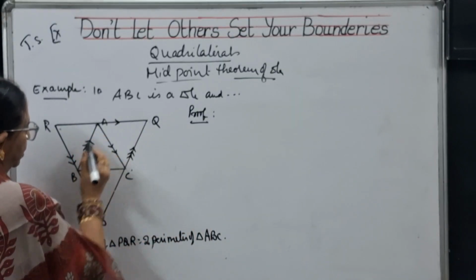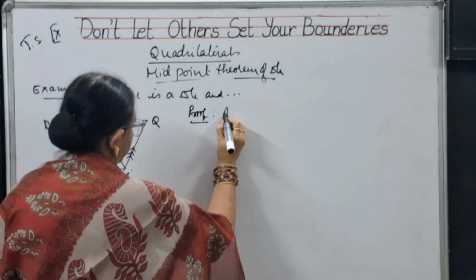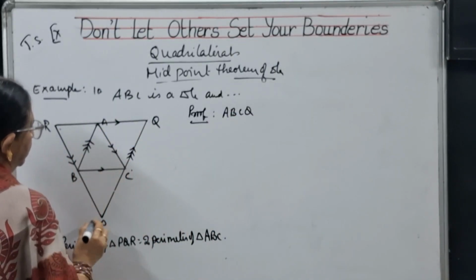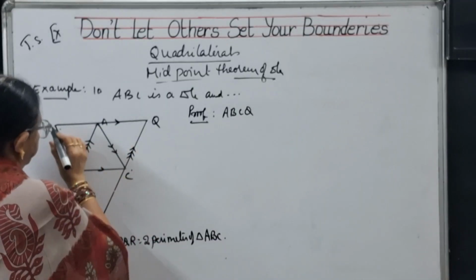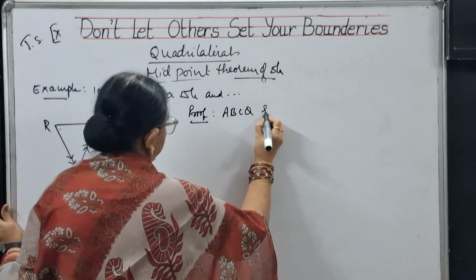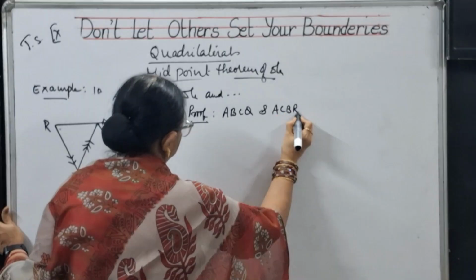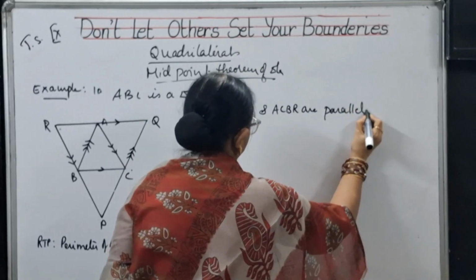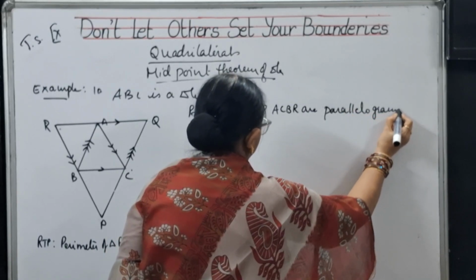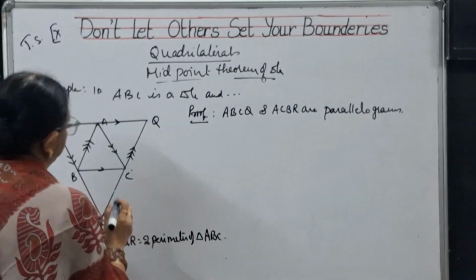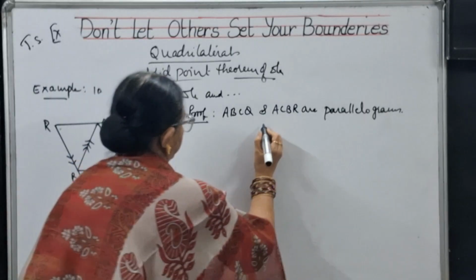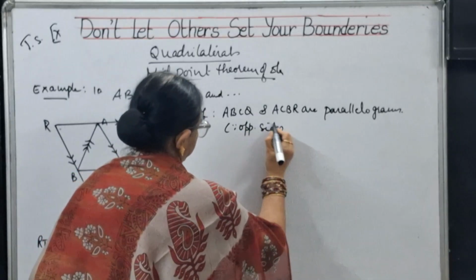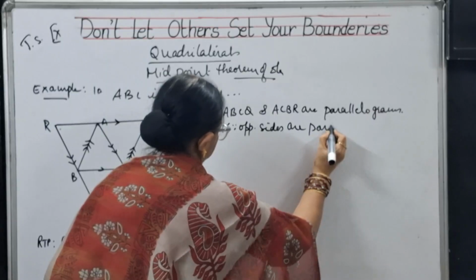See, children, ABCQ and ACBR are parallelograms. Why are they parallelograms, children? Because opposite sides are parallel.